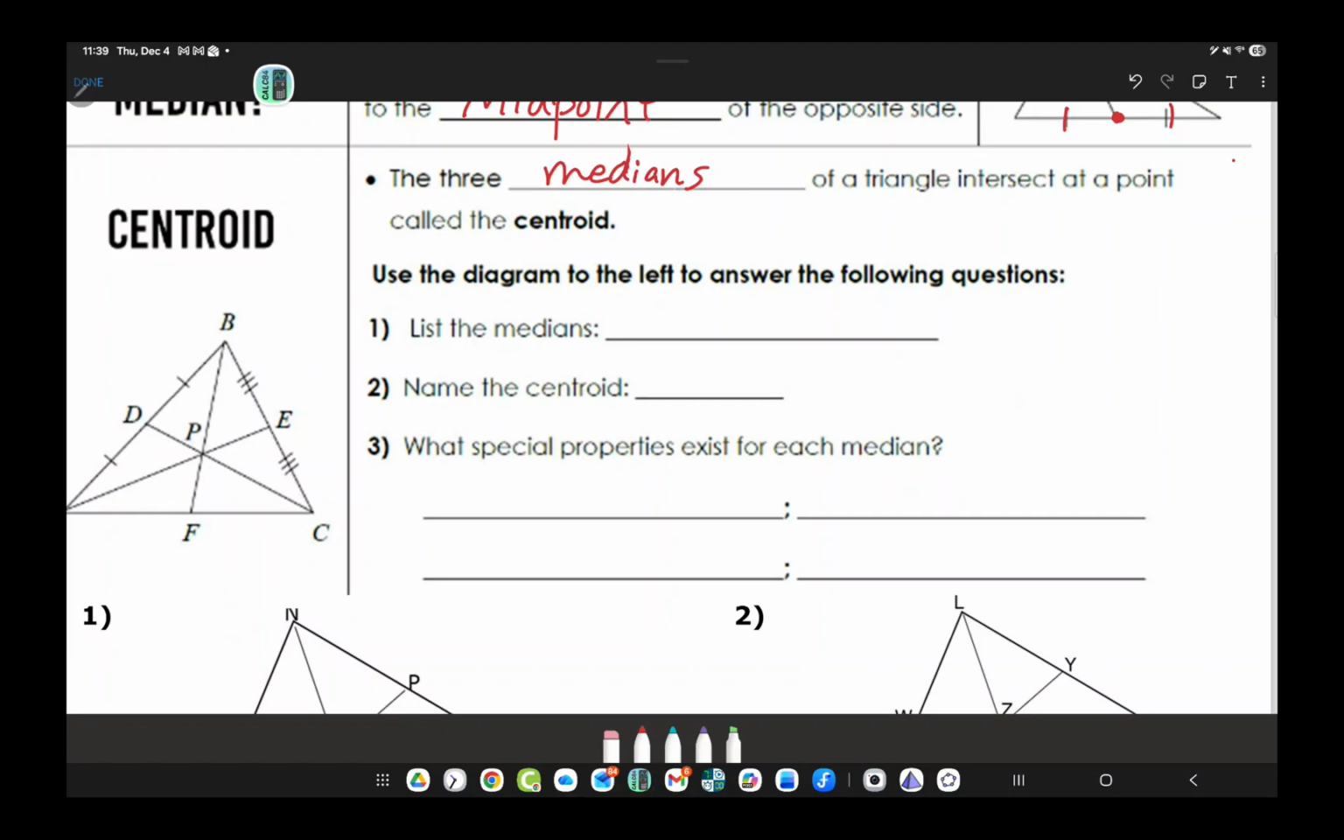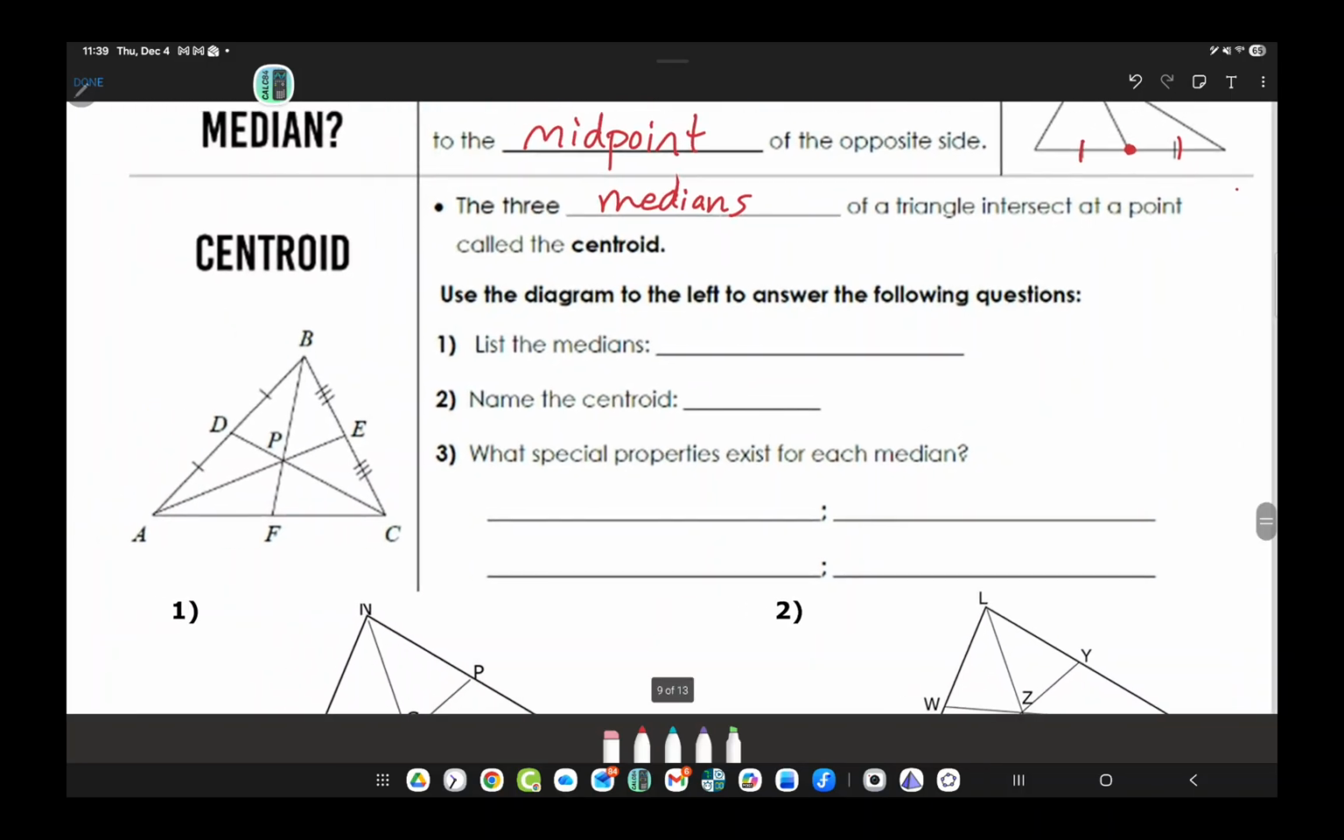Okay, so first we're going to list all three medians. So here's our first median here, BF. All right, our second median we'll say is AE. Really doesn't matter what order you put these in. All right, third one, CD. So those are the three medians. Now the name of the centroid is just point P. Now here is the special type of properties that exist with centroids.